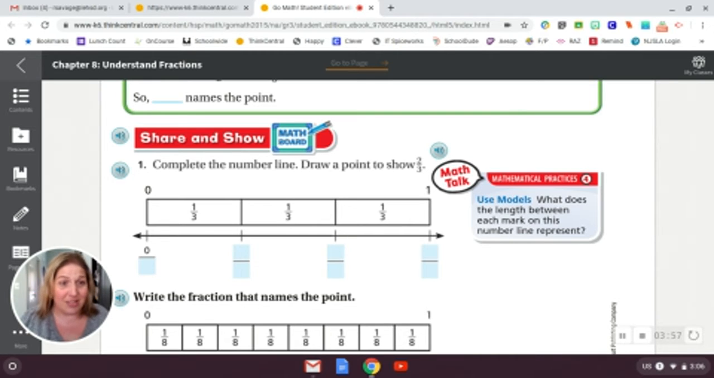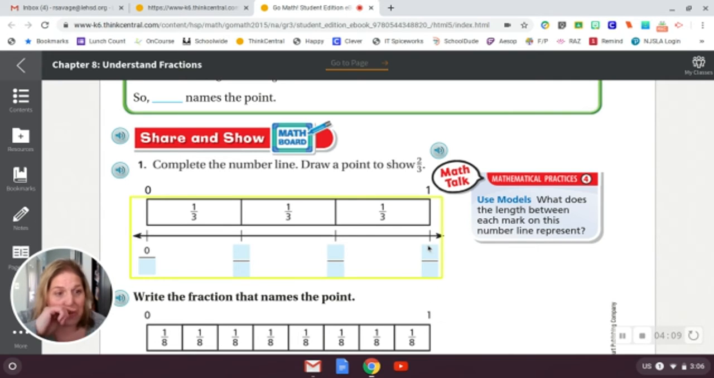You're right, it's thirds. Okay? This is going to be 0/3. I always like to do the beginning and the end. 1, and if I know this is thirds, what does that have to be? Because any number over itself would be 1.